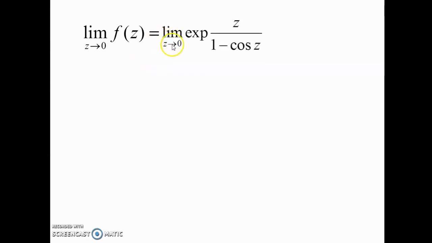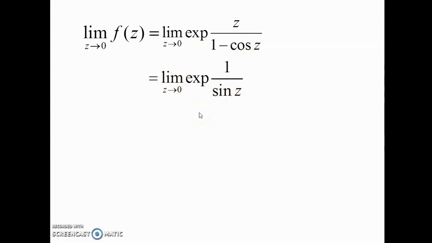So we are finding limit z tends to 0 of f of z. Now I am substituting f of z, that is limit z tends to 0 of exponential of z by 1 minus cos z. If we directly apply the limits, we are getting exponential of 0 by 0. So it is an indeterminate form. So we are applying L'Hospital's rule on this term. So we'll get limit z tends to 0 of exponential of 1 by sin z.